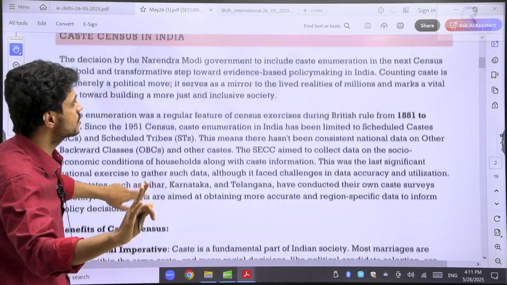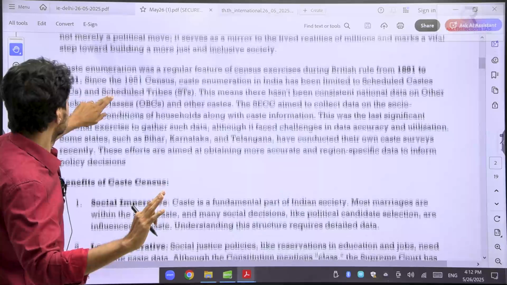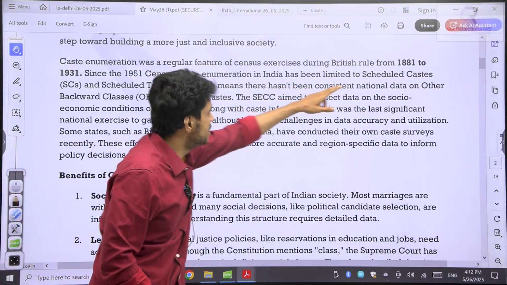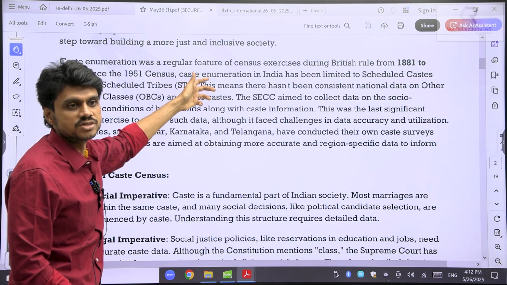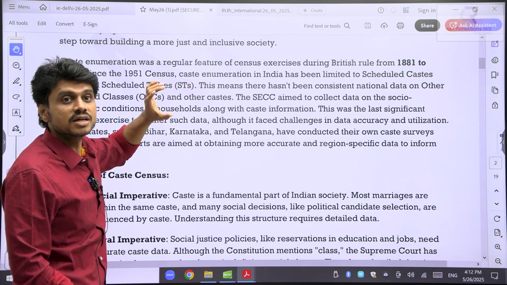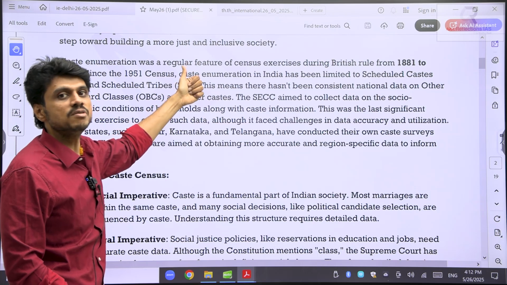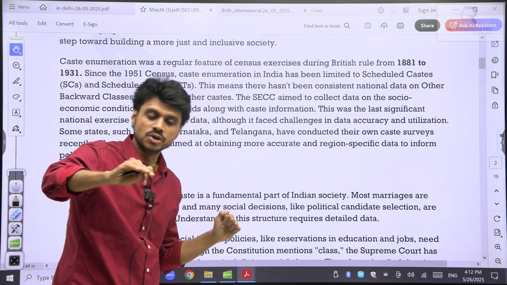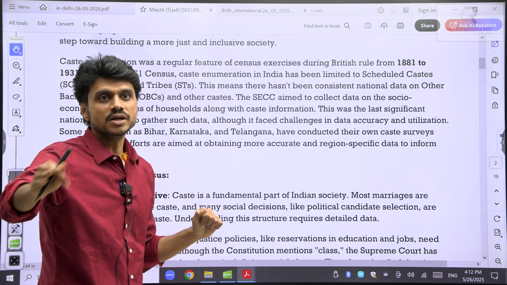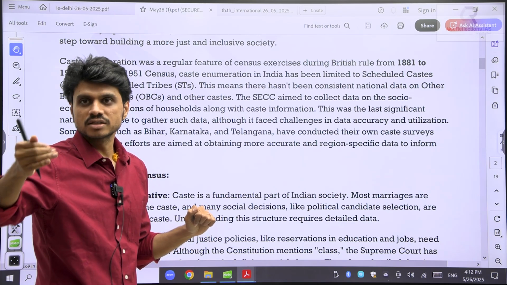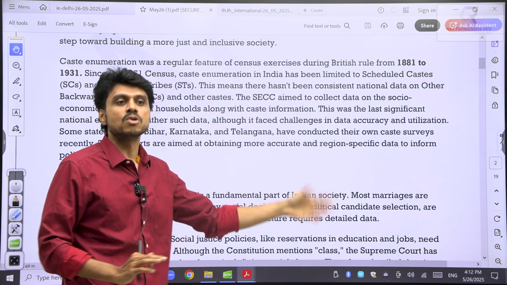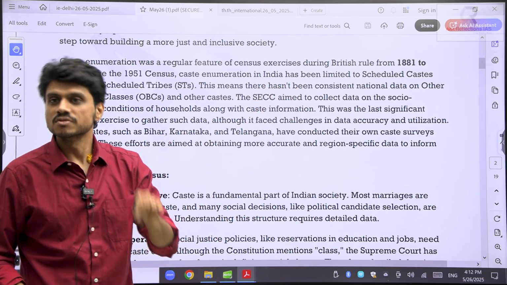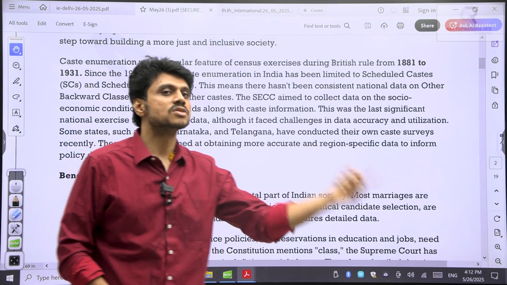If they have to ask for the prelims, what kind of thing will they ask? They will ask a fact like this: from 1881 to 1931, the British used to collect the census caste data. After that, it was discontinued. We collected caste-related information in 2011, but that was not during the time of the census. Every 10 years, we collect census information. The socioeconomic caste census was a different process. Now, whatever caste data will be collected will be during the census process.